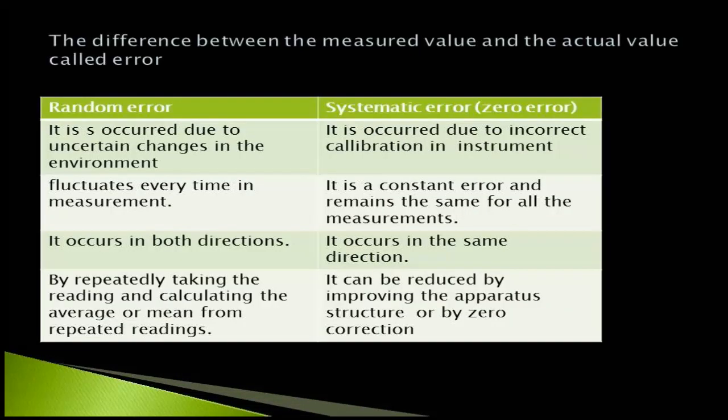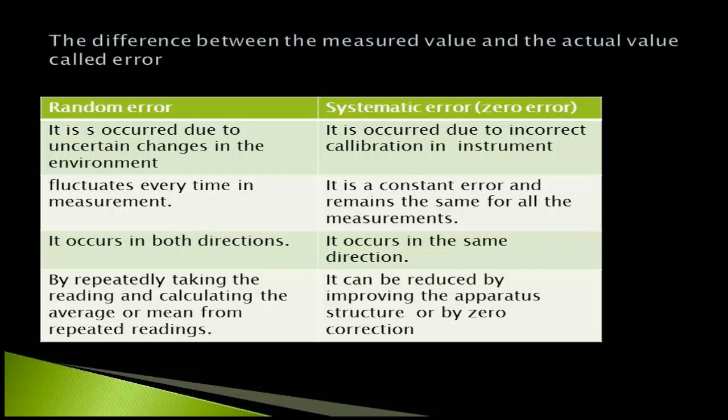Random error can be reduced by taking several readings and calculating the average or the mean from the repeated readings. More simply, first we take the average and then find the deviation of each reading from this average, and then the mean of the deviations will give the random error in the calculation.